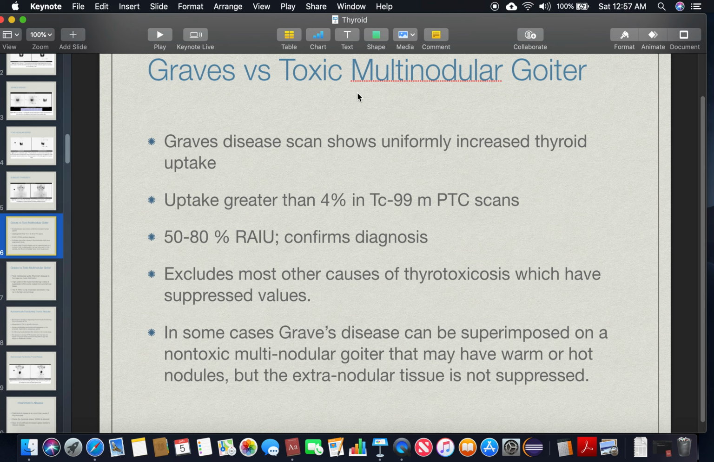How do you differentiate between Graves' versus toxic multinodular goiter? In Graves', you have a uniform increased uptake. If you were to do a calculation with pertechnetate, the uptake would be greater than 4%, and if you were doing a radioactive iodine uptake, it would be 50 to 80%. In some cases, obviously, Graves' disease can be superimposed on a non-toxic multinodular goiter.